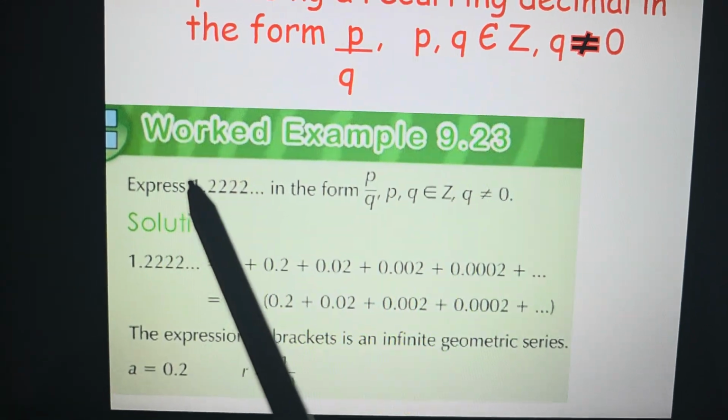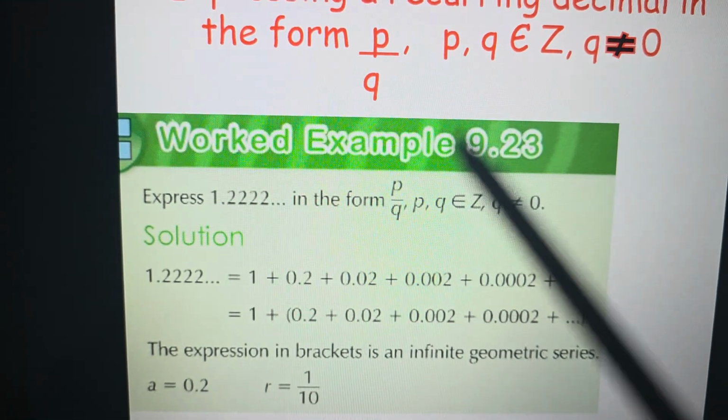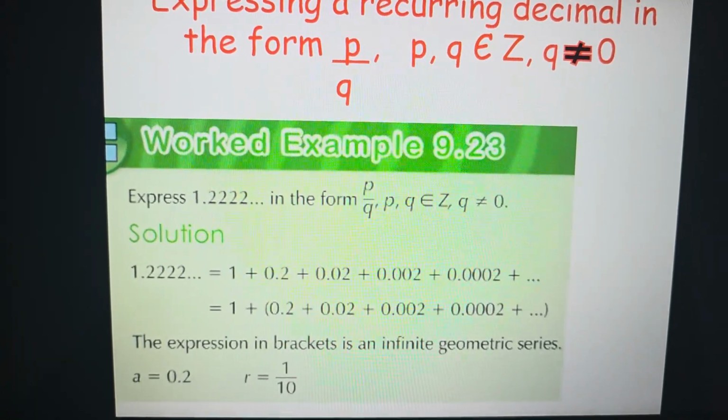So first example, if I wanted to express 1.22222, and it goes on forever, in fraction format. Now obviously look, the calculator will do that for me, but it's higher level maths. We have to be able to do it by hand.